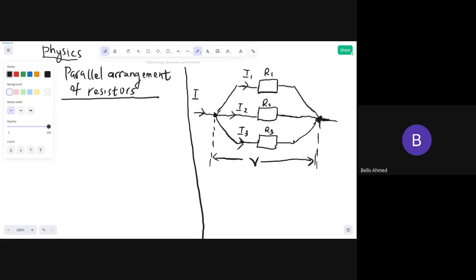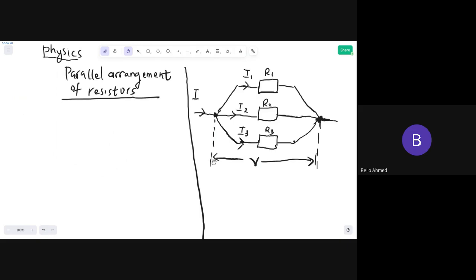This is what some students used to forget. It is very important that you know that this voltage, the potential difference across R1, is the same across R2 and the same across R3. You can see from this point to this point is R1, from this point to this point it's also R2, and from this point to this point it's also R3. So the potential difference is actually the same. The potential difference in a parallel connection, please take note of that. It is very, very important. The potential difference across parallel connection is the same.